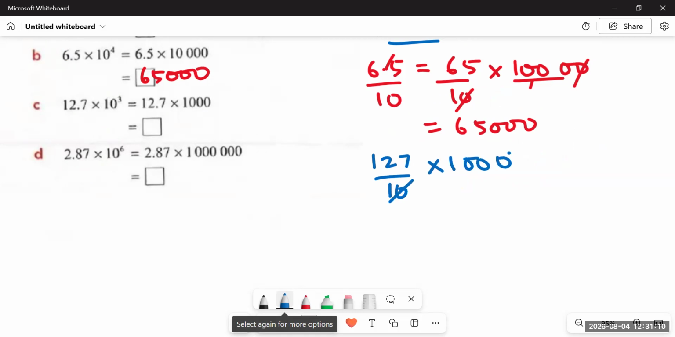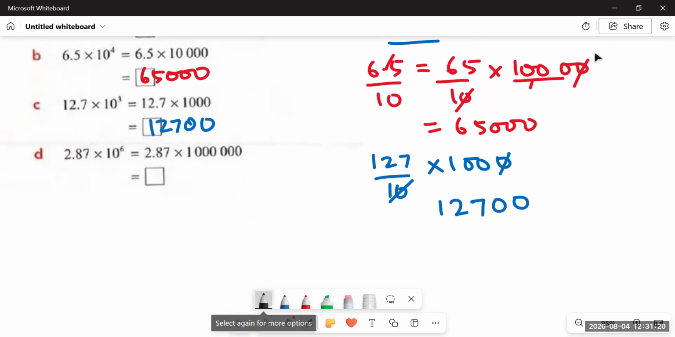Now cut the 0 with 0. 127 multiplied by 100 becomes 12,700. That's 12,700. Now the next one is 2.87. So this time we have to write 287 upon 100.